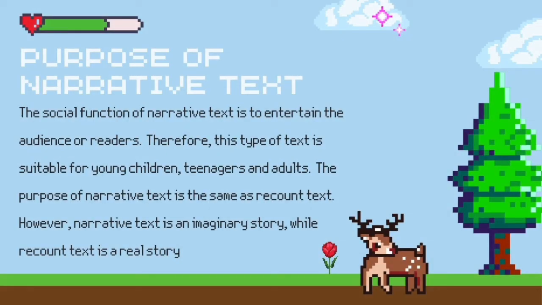What is the purpose of narrative text? The social function of narrative text is to entertain the audience or readers. Therefore, this type of text is suitable for young children, teenagers, and adults. The purpose of narrative text is the same as recount text. However, narrative text is an imaginary story, while recount text is a real story.